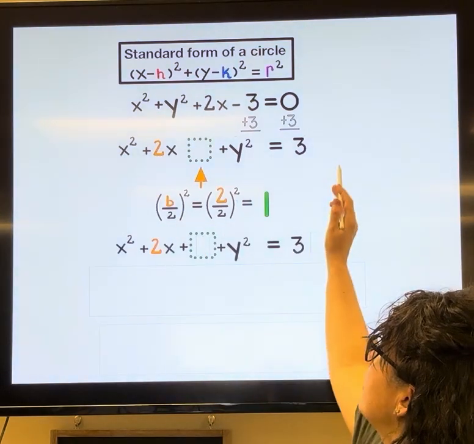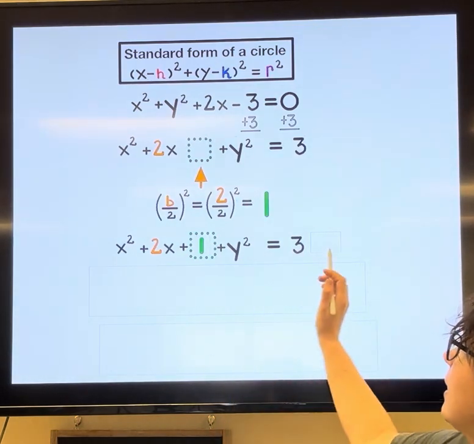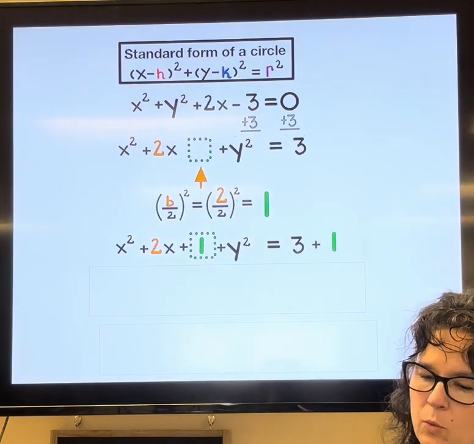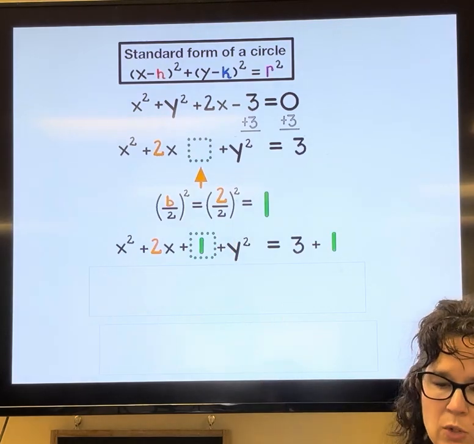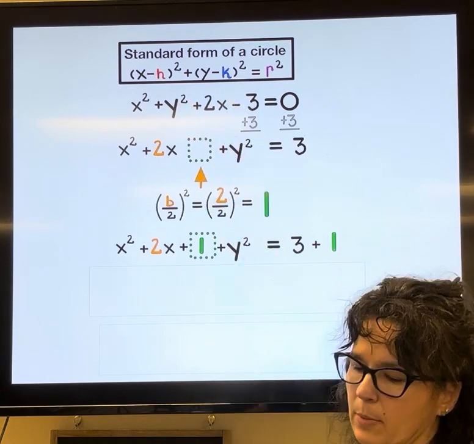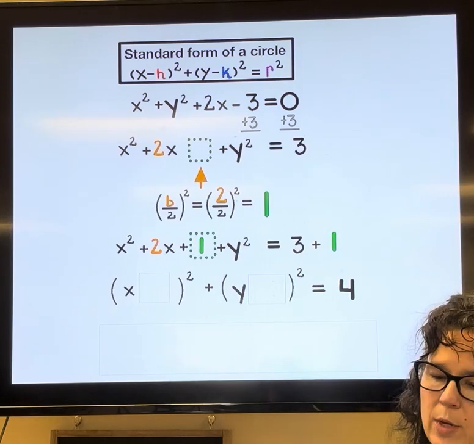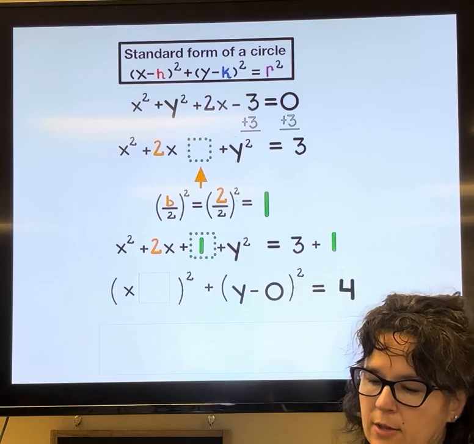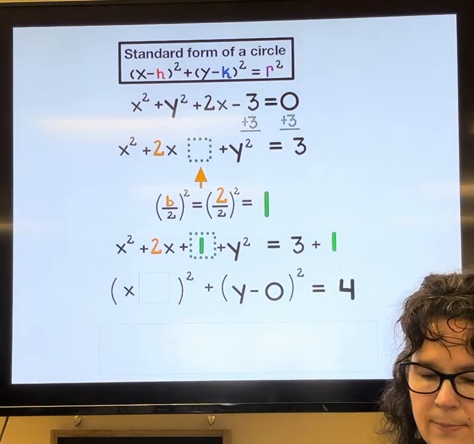So I've just rewritten this. I'm going to now fill in that space with 1. And then over here, whatever I do to one side, I've got to do to the other. So I'm going to add 1 to the right side. You might be thinking, why am I not doing anything with y squared? Well, our goal is to make it look like a perfect square plus a perfect square. So in this case right here, that y squared, we could just write that as y minus 0. And then when I factor this one, it's going to become x plus 1 times x plus 1.